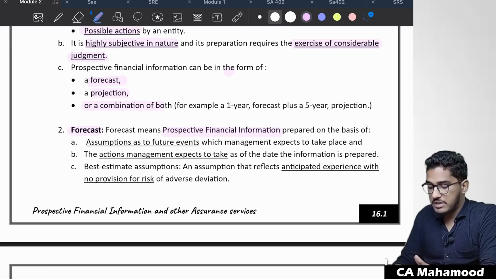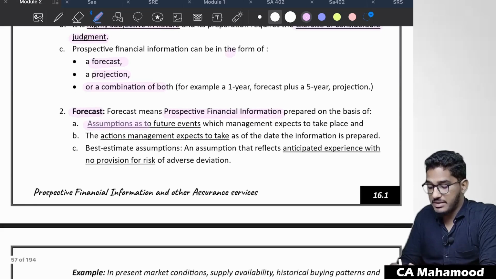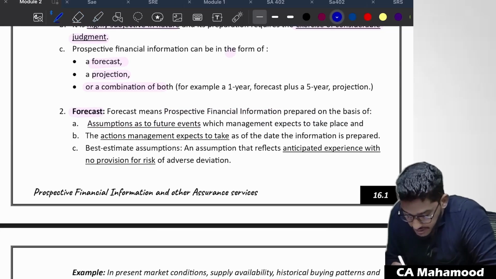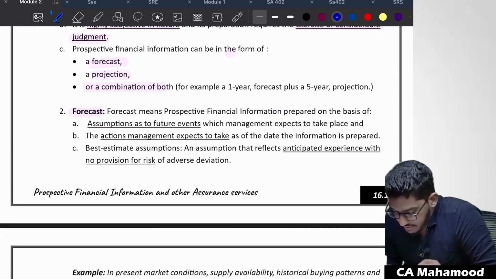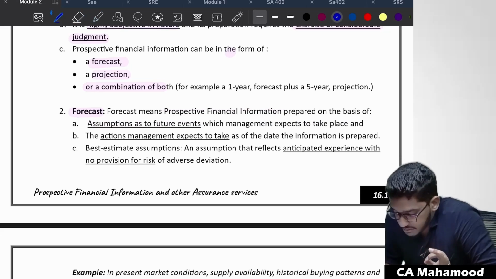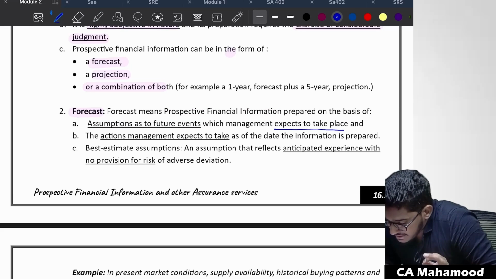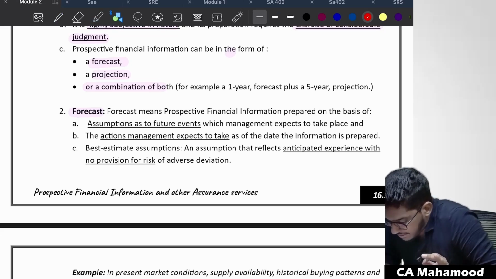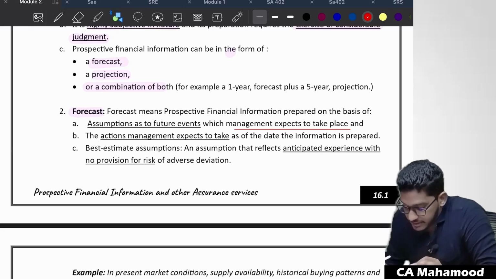Forecast means prospective financial information prepared on the basis of assumptions as to future events which management expects to take place. Very important. So here I will mark the important terms. In the case of forecast, it will be prepared by the management on the basis of assumptions only, which management is expecting to take place. Whatever things management is expecting to happen will be taken into consideration.